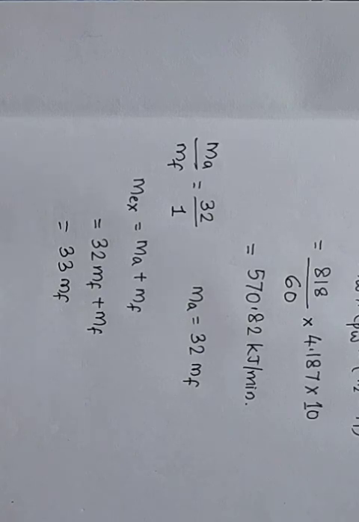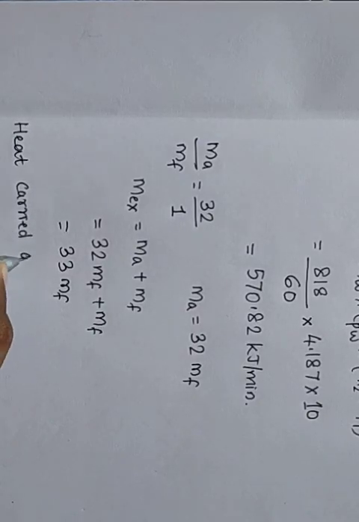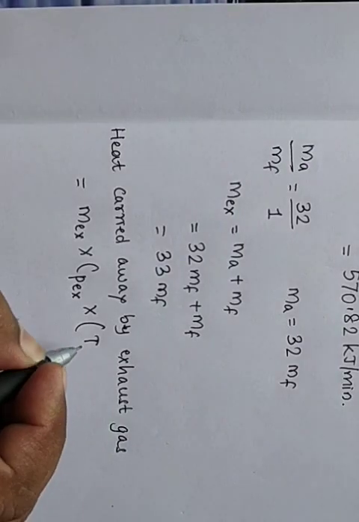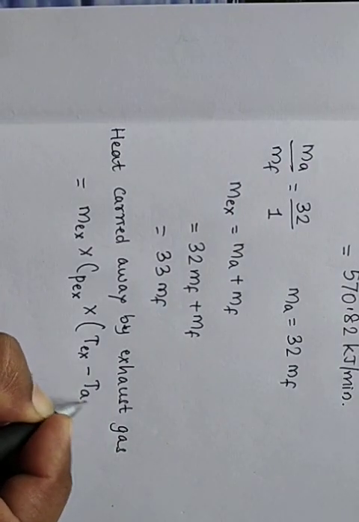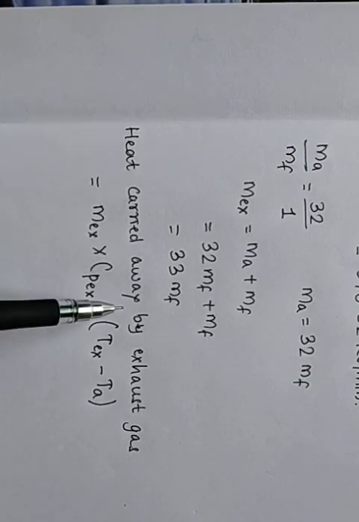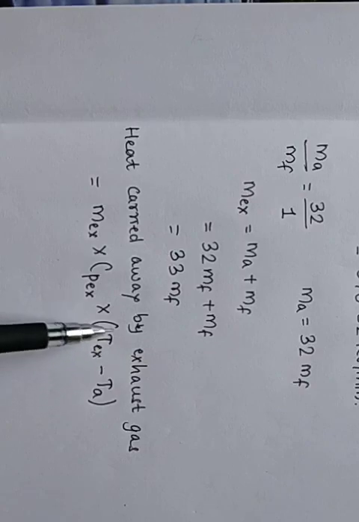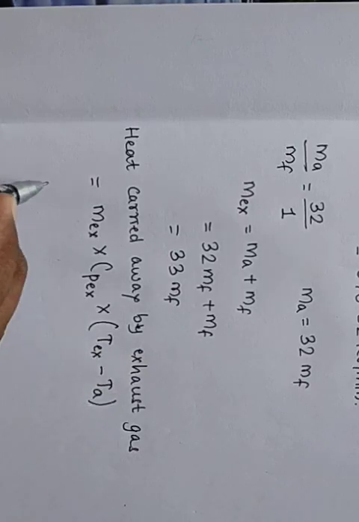So use this equation to find out the heat carried away by exhaust gas. Heat carried away by exhaust gas will be equal to mass of exhaust gas into Cp of exhaust gas into temperature of exhaust gas minus ambient temperature. So I repeat, heat carried away by exhaust gas will be equal to mass of exhaust gas into Cp of exhaust gas into temperature of exhaust gas minus ambient temperature.